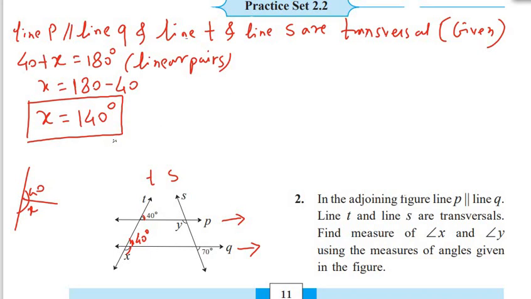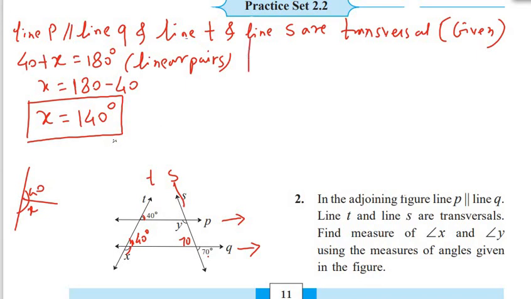Okay, then we have to find the value of y. Now see again, this p is parallel to q and this s is your transversal. Okay, then this is y and suppose this is 70. The opposite angle of 70 is also 70. Is it right?